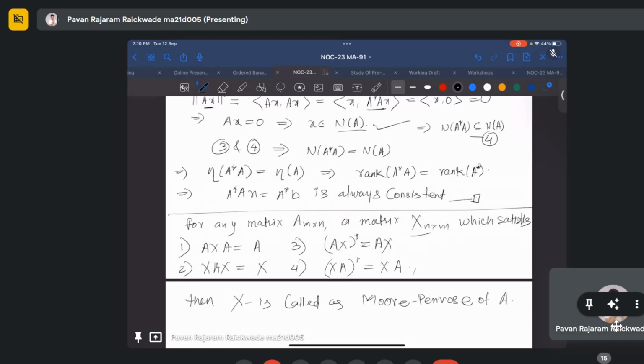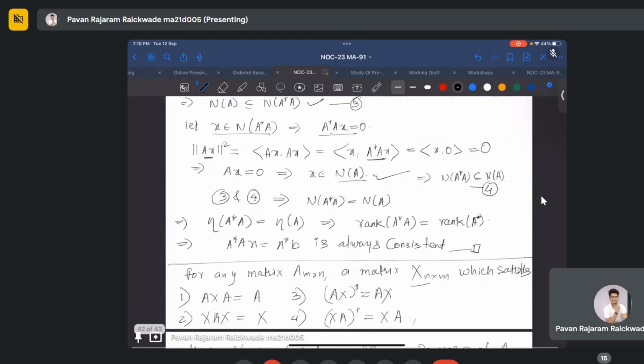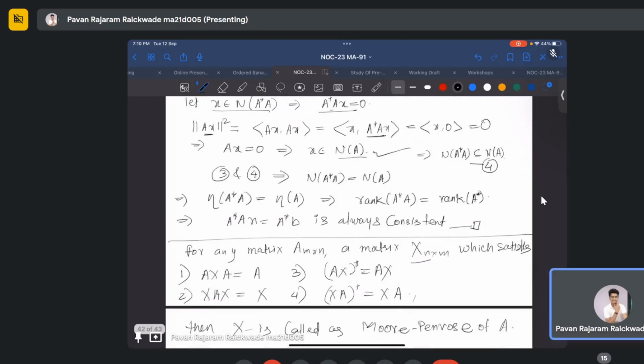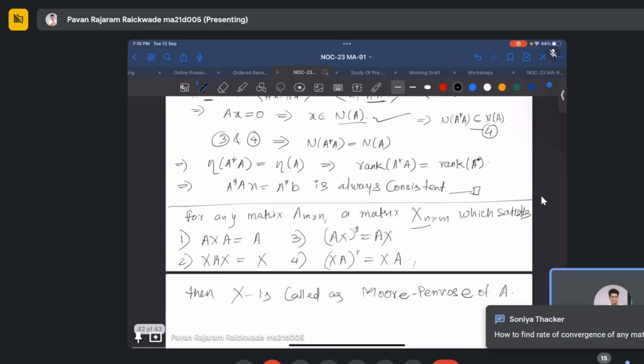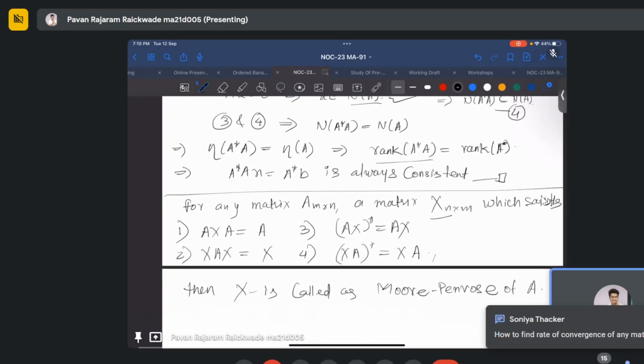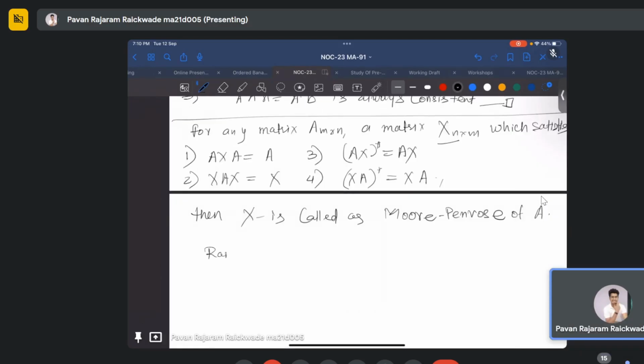In the last theorem, we proved that, sir, the null space of A star A equals the null space of A. That implies the rank of A star A equals the rank of A star. Sir, then that implies the system is consistent. Sir, can you explain? I forgot. See, what does it mean that the rank of A star A equals the rank of A star? That means the range spaces are the same, right? Yes, sir. The range of A star A is the same as the range of A star.